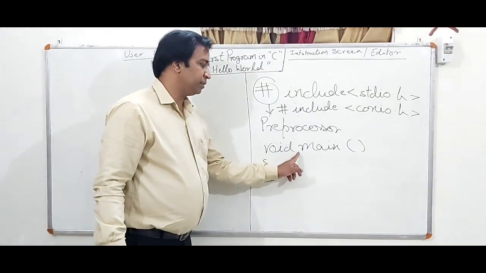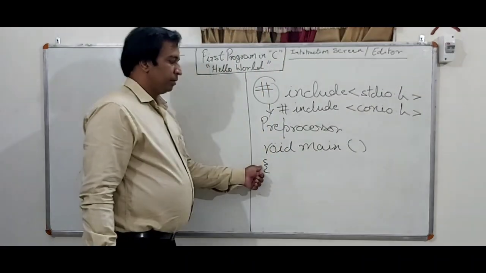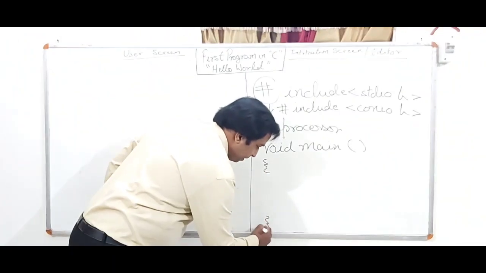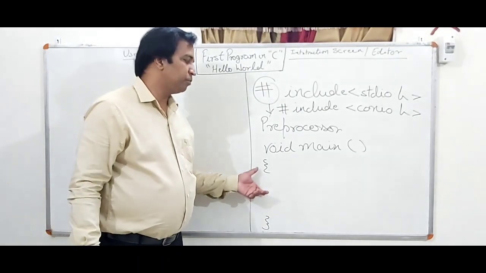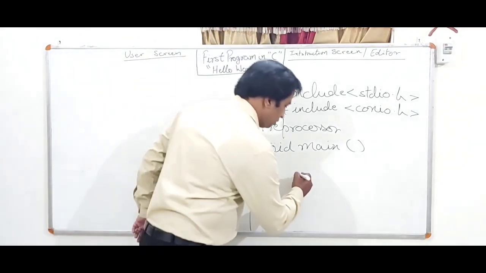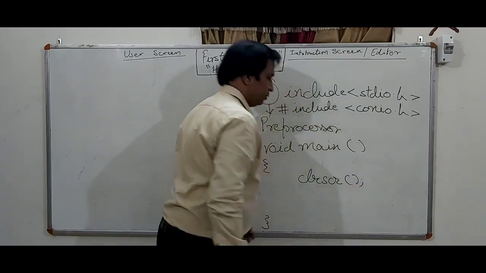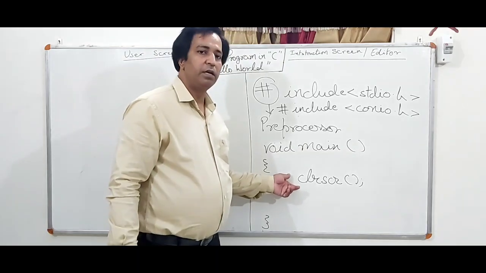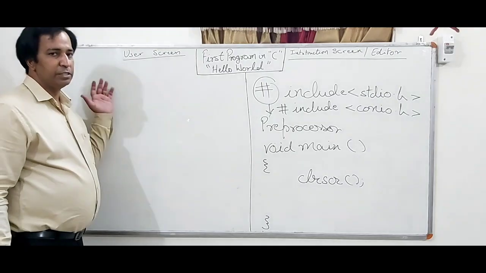Void space main and brackets. From the next line, we'll start a curly bracket, and within these two brackets, we are going to write the body of this main function. Let's see the body of the main function. The first instruction we have given in our program is clear screen. That means the user screen needs to be cleared first.